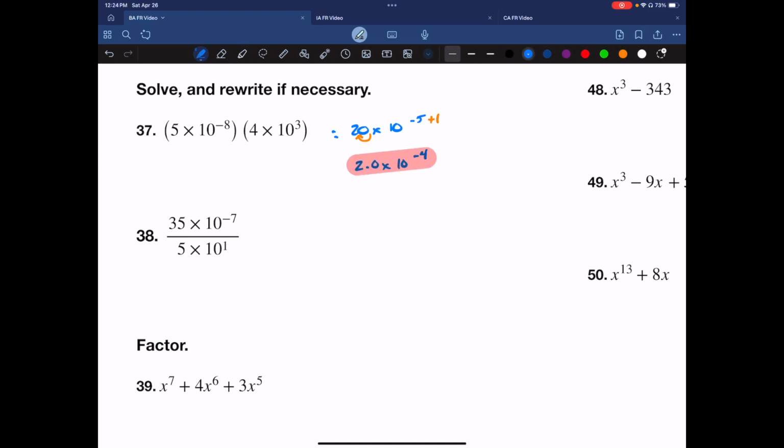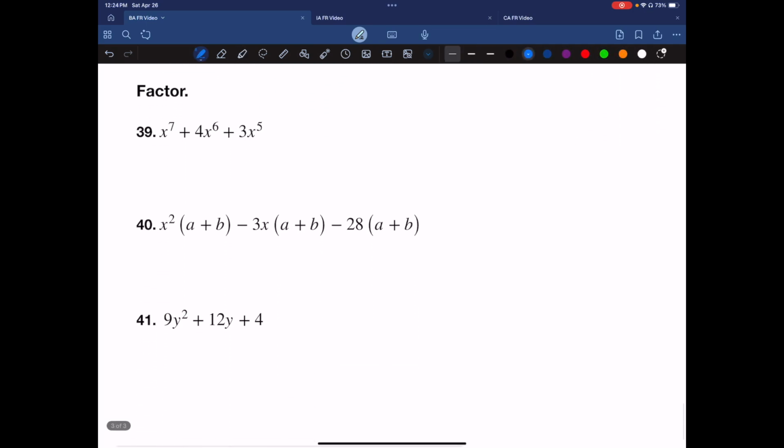And you only have to make this adjustment if that number out front is not between 0 and 10. So on 38, 35 over 5 is 7. And when you have a 10, when you divide your 10s, you're subtracting your exponents. So negative 7 minus 1 is going to be negative 8. Because 7 is between 0 and 10, I don't have to do anything with this. I don't have to make an adjustment like I did on 37. So that's just my answer.